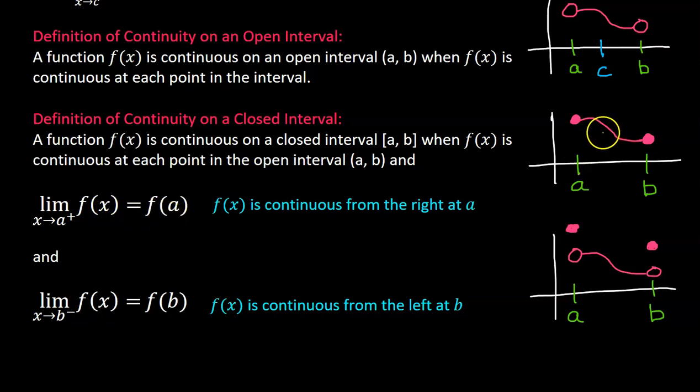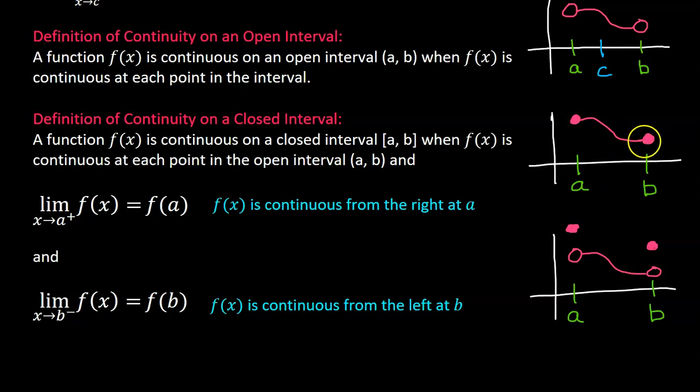In other words, as we approach a from the right, the value that the function is approaching has to be the same as the value of the function at a. In other words, it can't do this. It can't be approaching one value as we approach a from the right, and then at a, it's another value. That can't happen. And we say that f of x is continuous from the right at a.